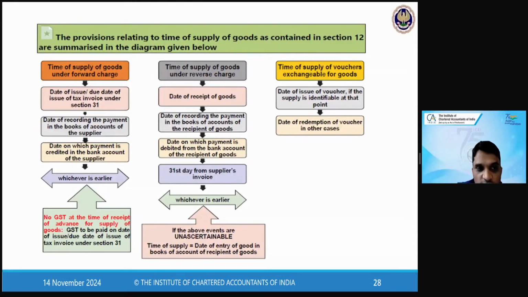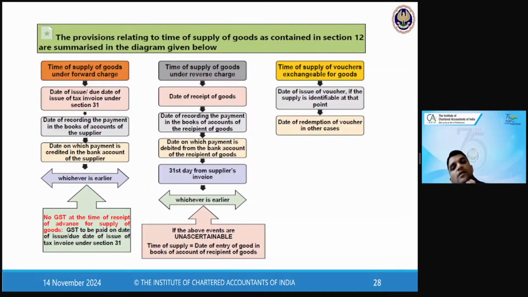If invoice is not issued by the due date by when you have to issue the invoice, that is the time of supply. Again, let's understand this. Let's finish this and then take an example. Time of supply of goods under reverse charge will be date of receipt of goods or date of recording the payment or the date on which payment is debited from the bank account or 31 days from the supplier's invoice, whichever is earlier. So multiple charts have gone. Here they have mentioned all of this, whichever is earlier.